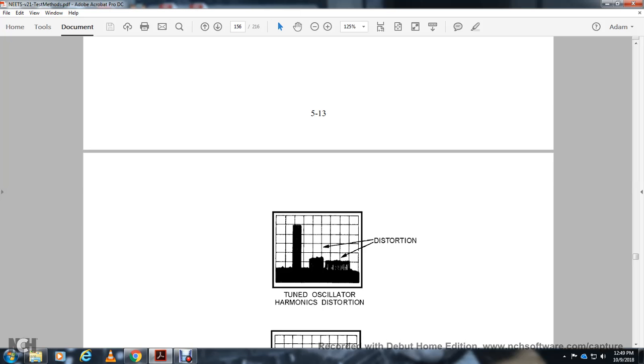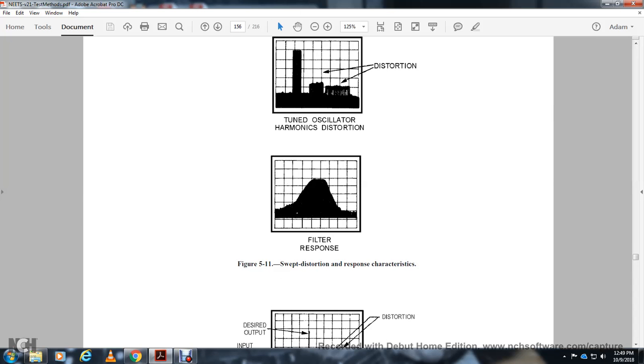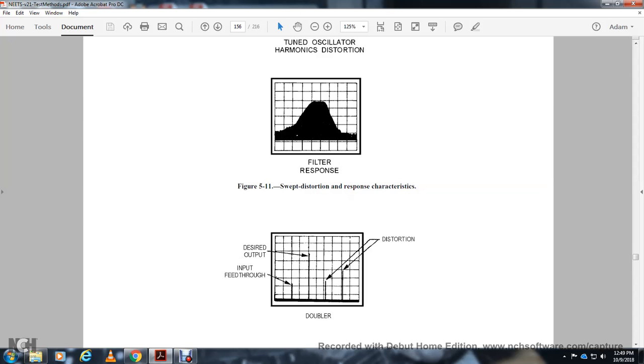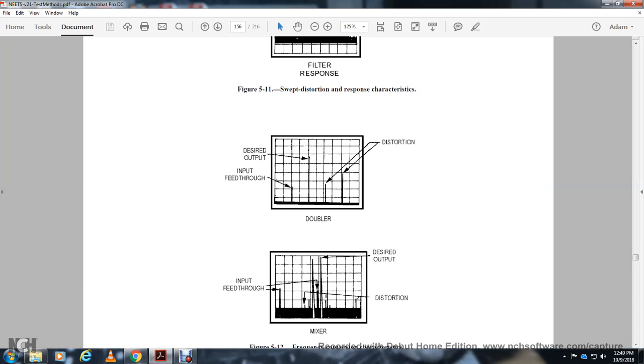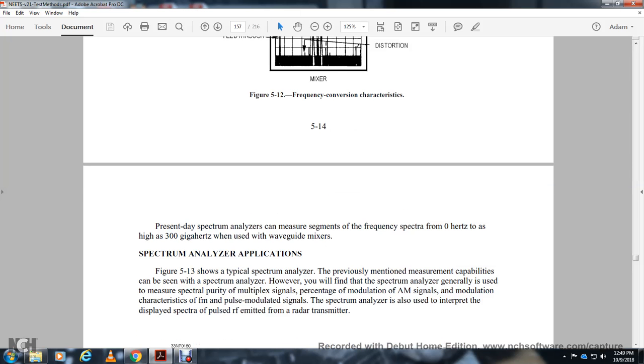Show the distortion tune oscillator harmonic distortion, your swept distortion response characteristic, the desired output, input feedthrough, and distortion doubler, and input feedthrough, the desired output, distortion. Present-day spectrum analyzers can measure a segment of the frequency spectrum from 0 Hz to a height of 300 GHz with the waveguide mixer.